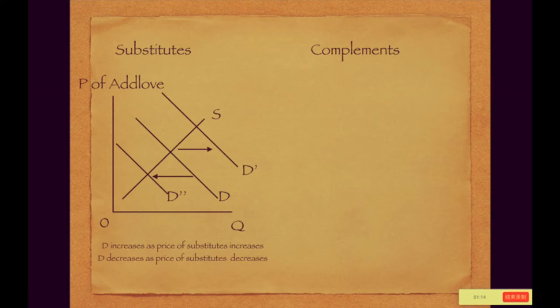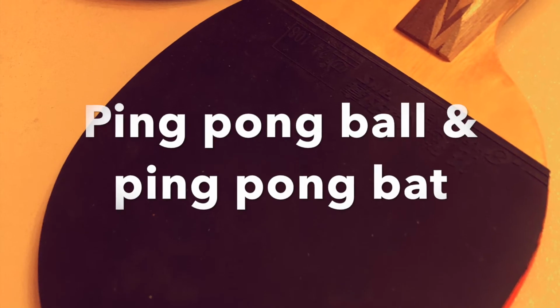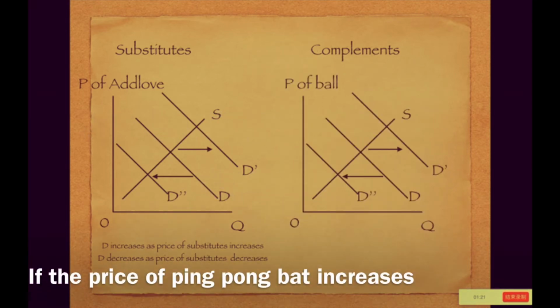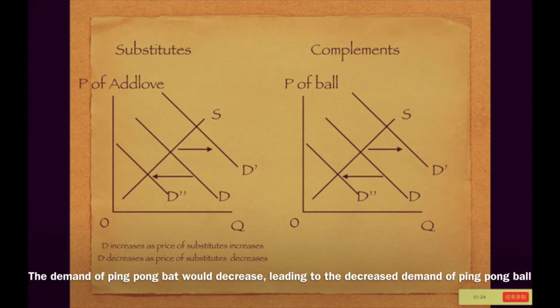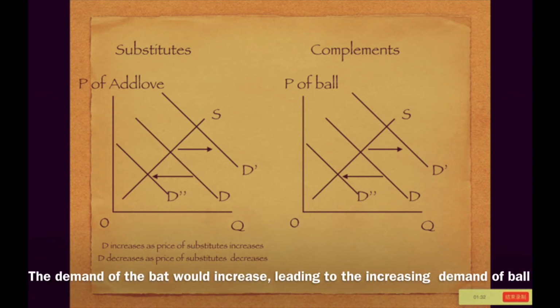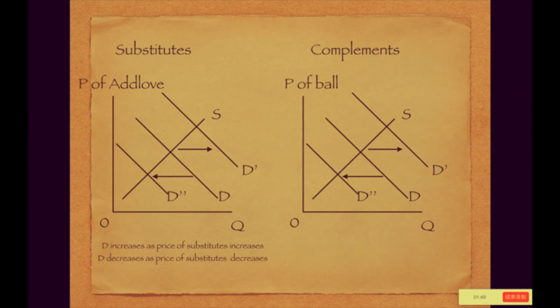The second situation is when goods are complements, just like the ping pong ball and ping pong bat. Also as shown in the graph. If the price of the ping pong bat increases, the demand of the ping pong bat would decrease, leading to decreased demand of the ping pong ball. If the price of the ping pong bat decreases, the demand of the ping pong bat would increase, leading to increasing demand of the ping pong ball. We then could make the conclusion that the demand of one good increases as the price of a complement good decreases. The demand of one good decreases as the price of a complement good increases.